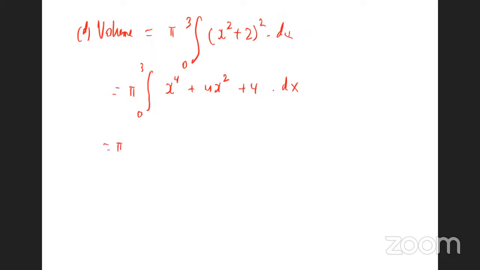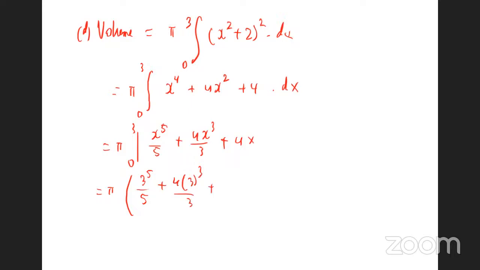Right? And then you'll get pi between 3 and 0. Add 1 to the power, divide by the new power, add 1 to the power, divide by it, plus 4x. Right? Then you're going to plug in your 3 and then you're going to plug in your 0. So when you plug in your 3, you'll get 3 to the 5 over 5 plus 4 by 3 to the 3 over 3 plus 4 to the 3. You still have to write this by the integral of 0, right? When you plug in 0, you'll get 0 on that side.